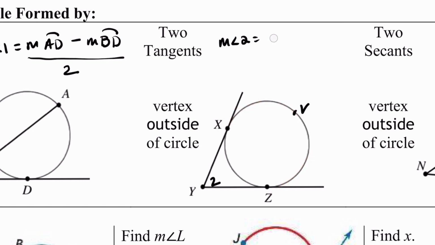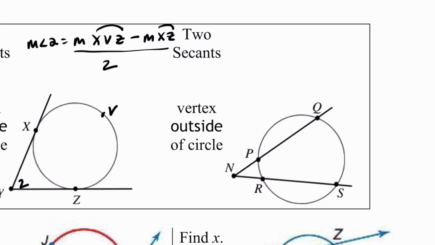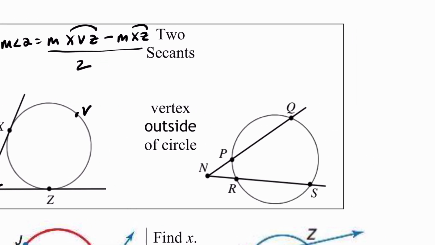So this is our major arc, and I don't want to confuse you about which one's XZ, right? So let's call this measure arc XVZ minus the smaller arc, which is measure arc XZ, all over 2. Okay, that's measure angle 2. And then we have 2 secants. Again, the vertex is outside of the circle. We're dealing with 2 secants here.